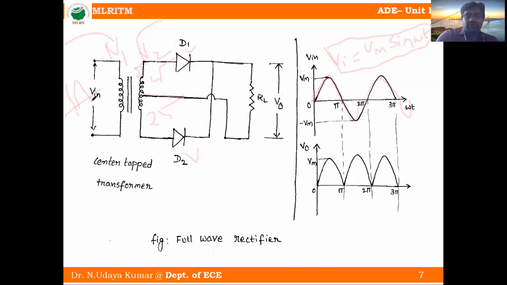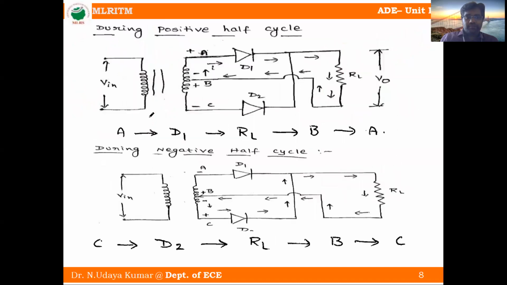Whenever positive half is given, what happens? We are given the positive half. Positive half means this terminal is positive and here is negative, and here is positive and here is negative. Okay, so I will show you.